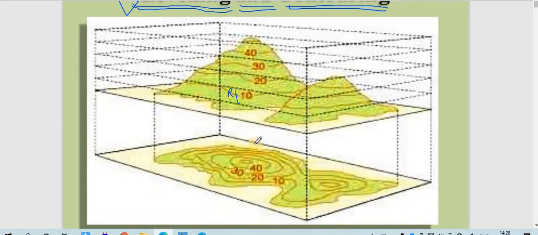So what does this particular line indicate? All the points on these lines are connected by a 10-meter reduced level. Then there is a line representing 20 meters, which means all the points on that line have a reduced level of 20 meters, and similarly lines of 30 meters and 40 meters. In this way we can represent and plot it, and understand whether there is a hill or not. This helps us know the ground features.